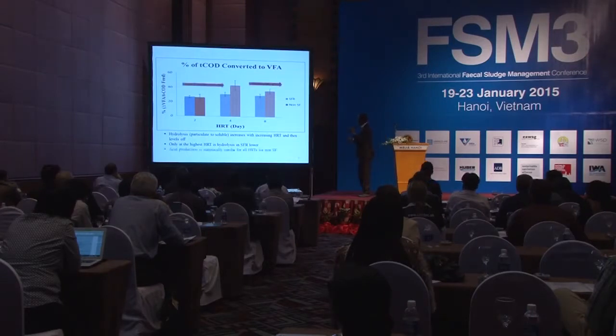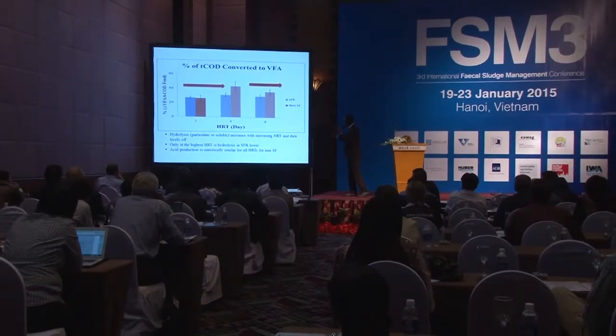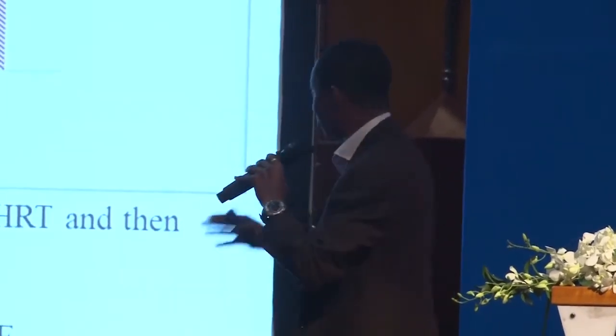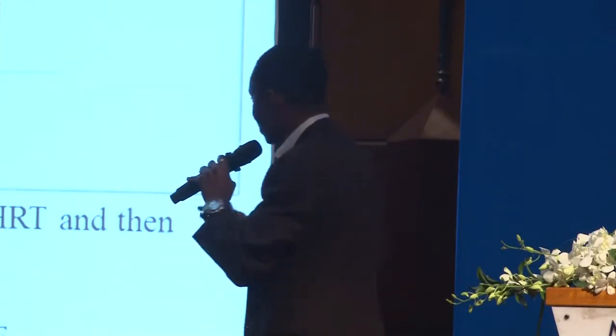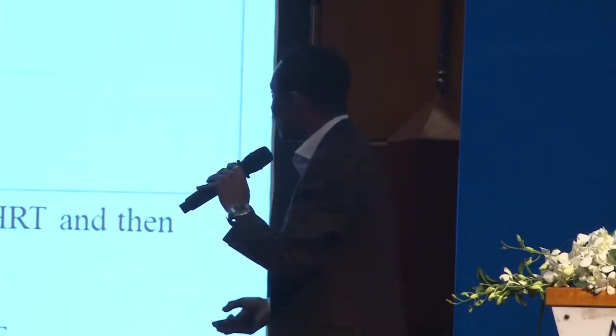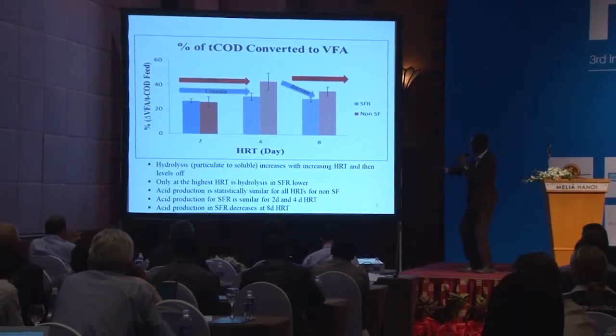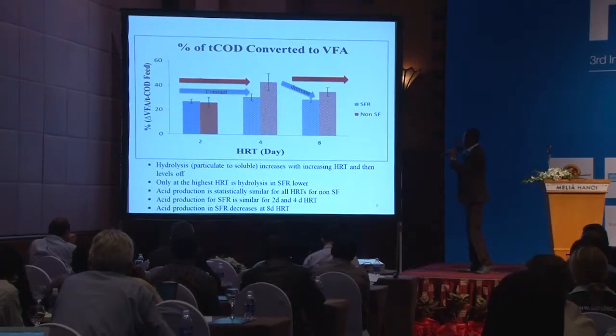Now in looking at this, what we realize is that for the non-step feed system, acid production is statistically similar for all HRTs. For non-step feed reactor configurations, acid production is statistically similar for all HRTs. But when you look at the step feed reactor configuration, it is similar at 2 and 4D HRT, but it decreases at 8D HRT.